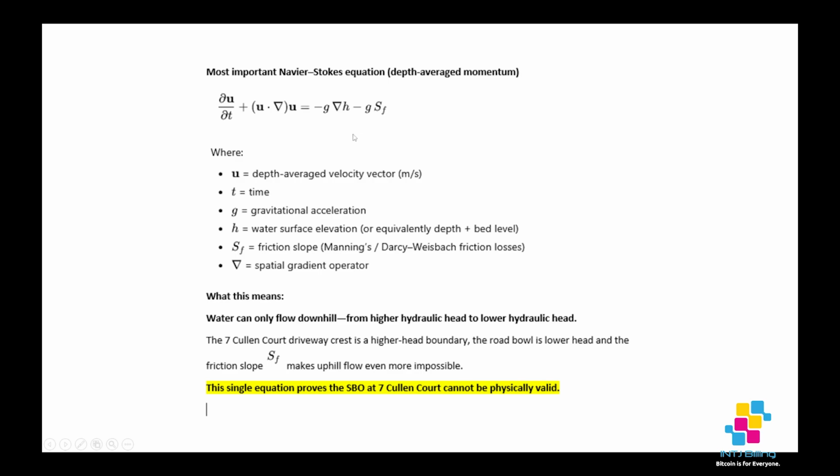So what that's saying, we've got negative G del H, okay? So that's the gravitational term that forces water to move downhill. So that's right here. That term's gravity itself. And what it dictates is that water can only move from high to low, okay? So any model that requires water to move the opposite way violates the laws of physics, as we can see with the Engeny model, which of course is based on Melbourne Water's model.